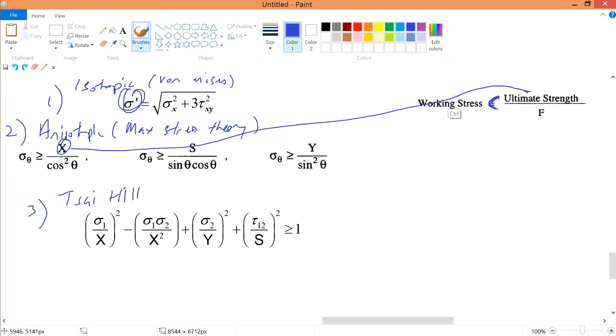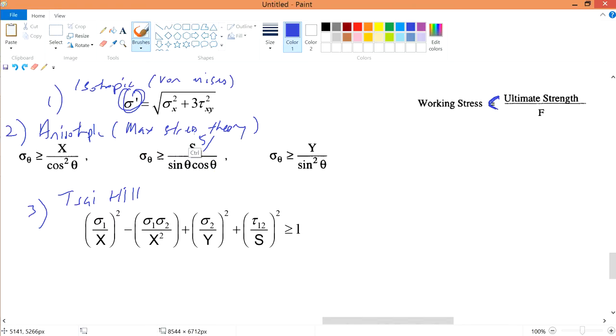And then you divide the strength by the certain factor. For example, if this s strength is maybe 5, and the factor is 2, then 5 divided by 2 is equal to 2.5. So your s with the factor is 2.5, and then you divide it by sine theta, cosine theta, and you'll get a certain value. So ensure that this stress is not larger than this, otherwise you'll fail.